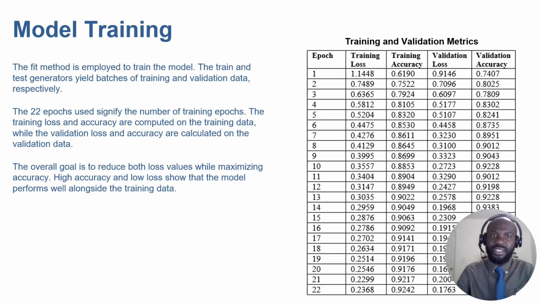Looking at our model training, the fit method was used to train the model. We had the train and test generators provide batches of training and validation data. For the training duration, we used 22 epochs to train the model. And then we looked at our loss and accuracy metrics. The training loss and accuracy were computed on the training data. And also looking at the validation loss and accuracy, we calculated that on the validation data. The training objective of this research was to minimize both loss values while maximizing accuracy. High accuracy and low loss indicate good performance on the training data.